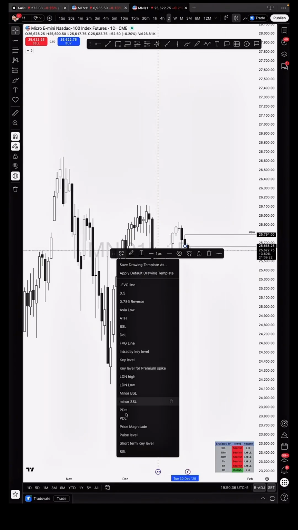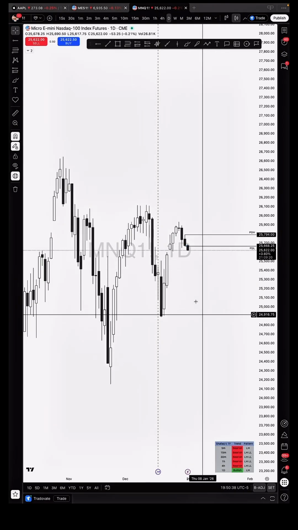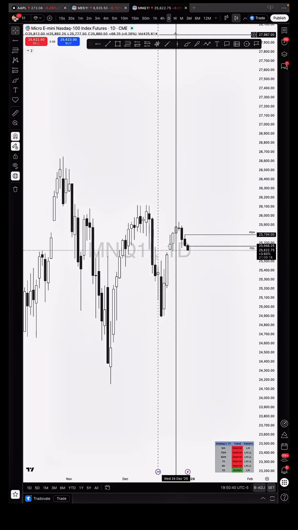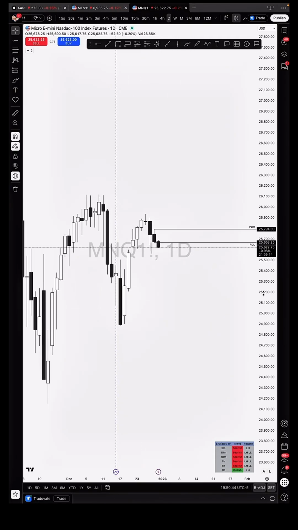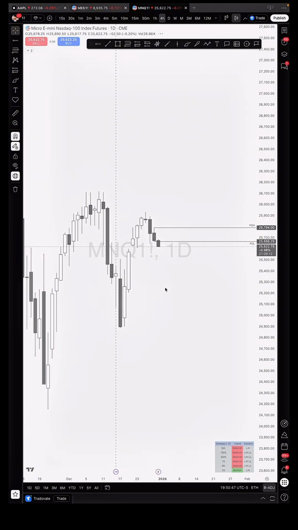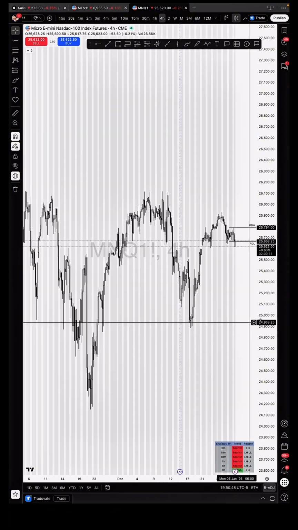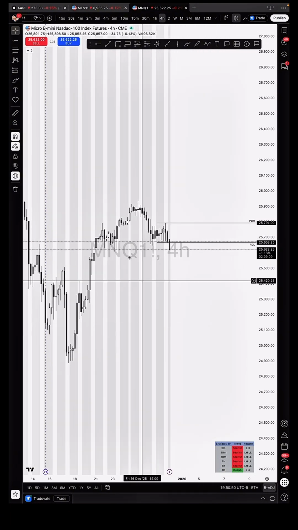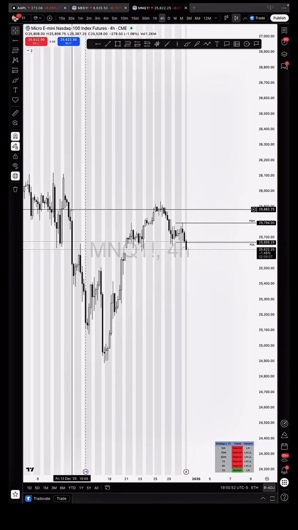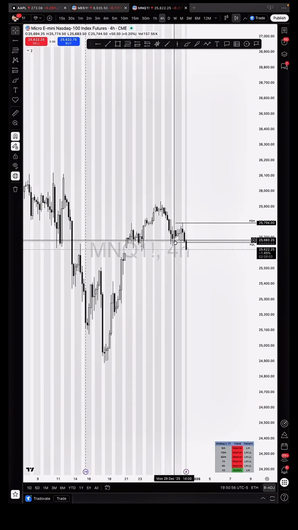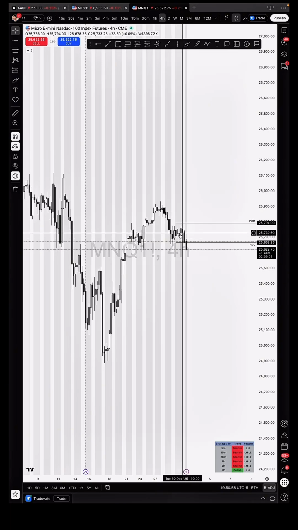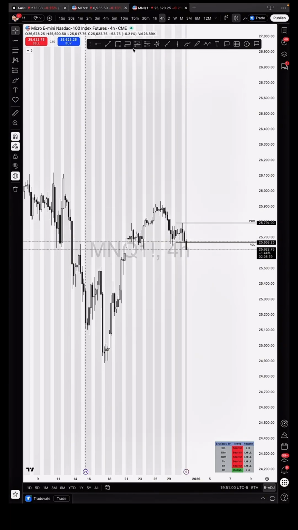Okay, once I mark my previous day high and previous day low, after that I move to 4 hour and see what's the price action on the 4 hour. So we came to this imbalance, had a huge rejection here, and we also have been consolidating for the past 1 or 2 days in this area.